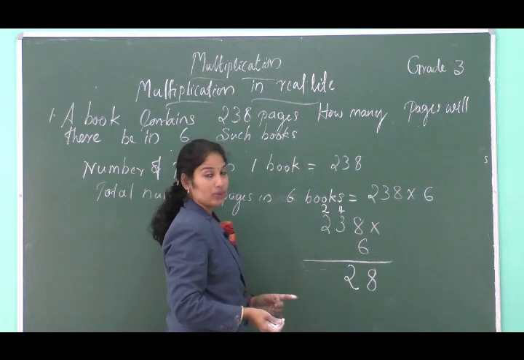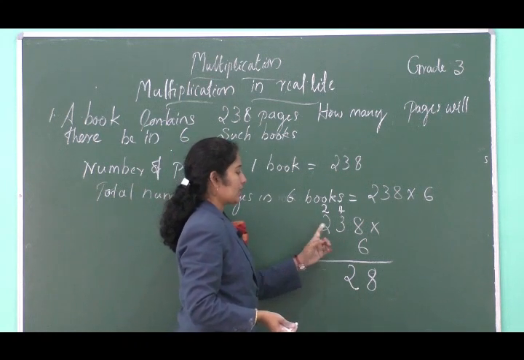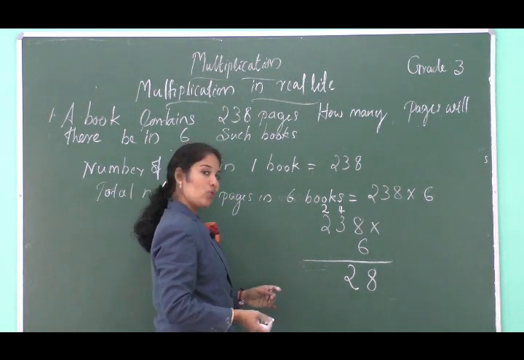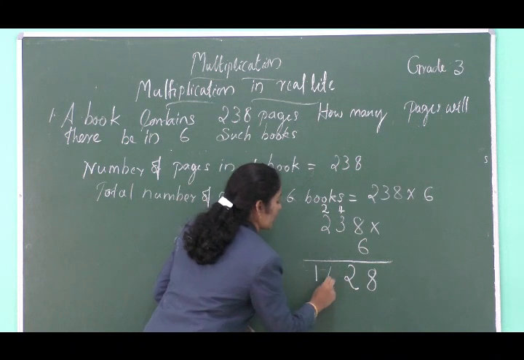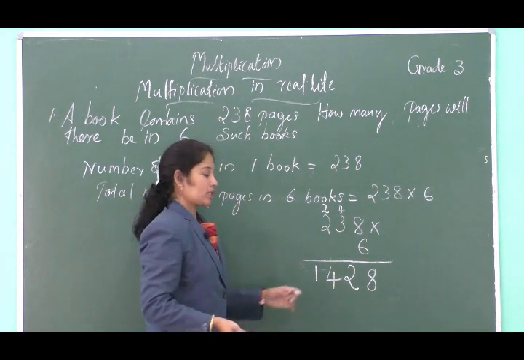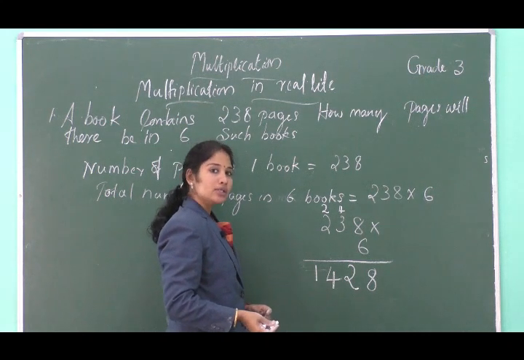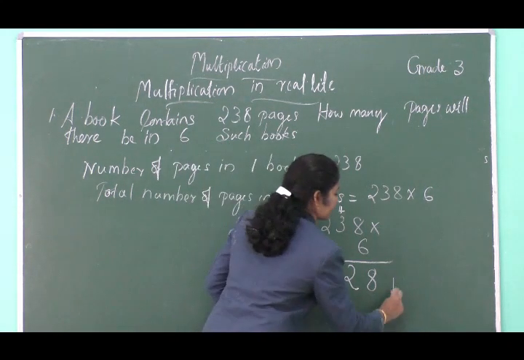Next, which place do we have to calculate? Yes, the hundreds place. 2 into 6 is 12. 12 plus 2 is 14. So, how many total number of pages? Yes, 1428 pages.